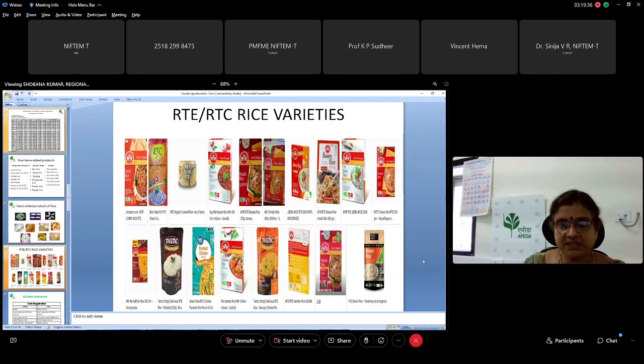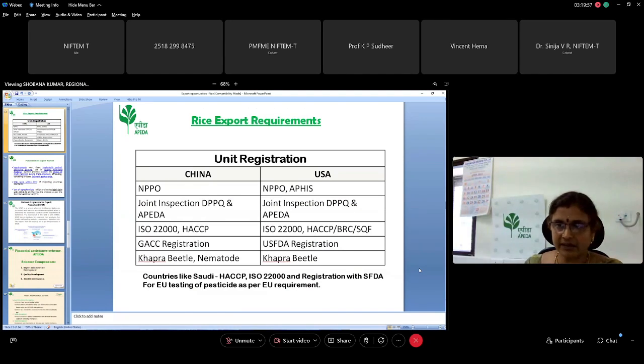So the entrepreneurs here, or any other stakeholder who would like to get into value added products of the rice industry, there is a big market outside our country. Even in the domestic market there is demand, and outside also there is good demand for the products. But there are certain requirements when we take rice as a produce and also as ready-to-eat or value-added products. Every country has separate requirements for a specific produce.